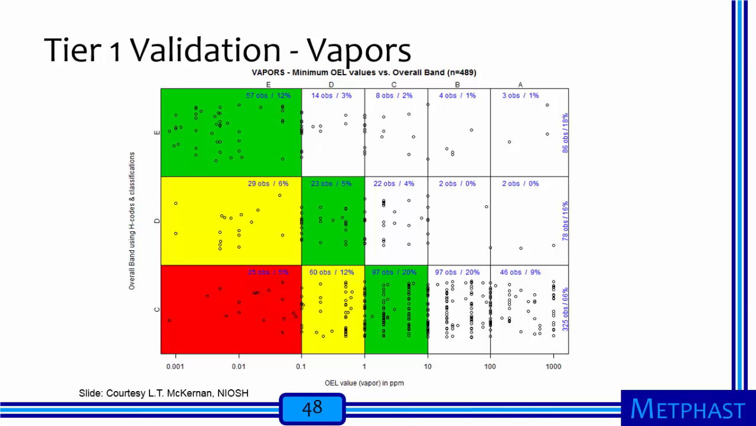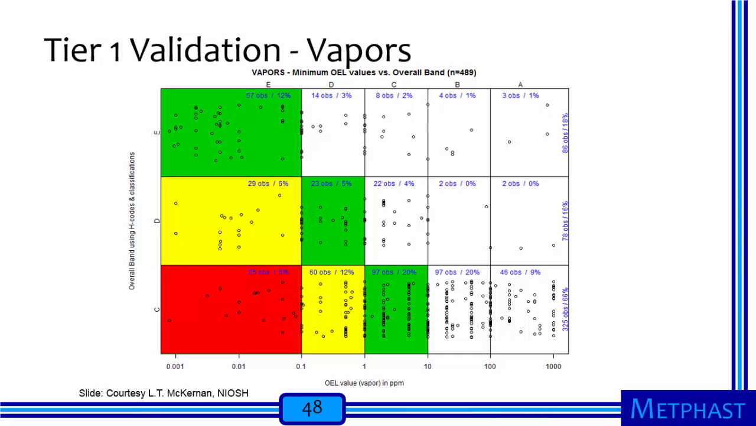The vertical axis shows the exposure band using the Tier 1 approach. As mentioned earlier, Tier 1 bands, if assigned, can only be C, D, or E, so they will always be at least as protective for chemicals with OELs that would fall into bands A, B, or C. The results have been color-coded for ease of observation.